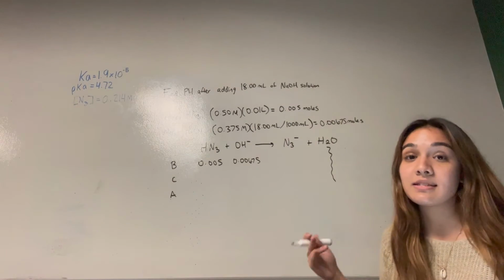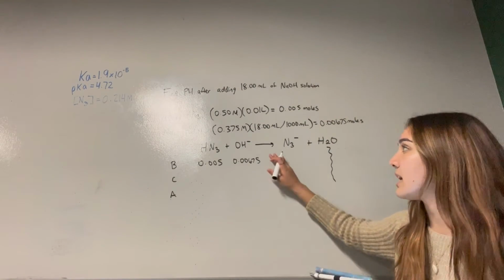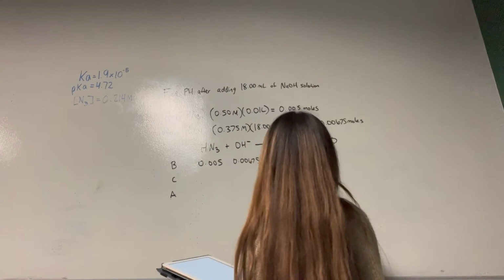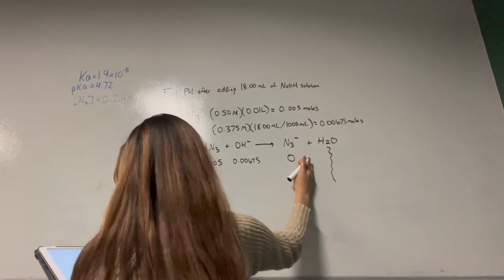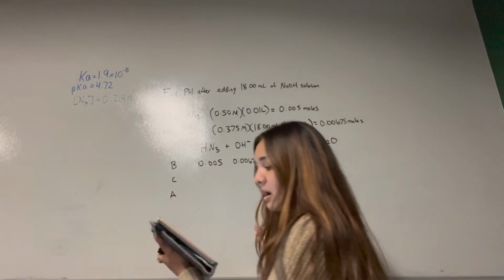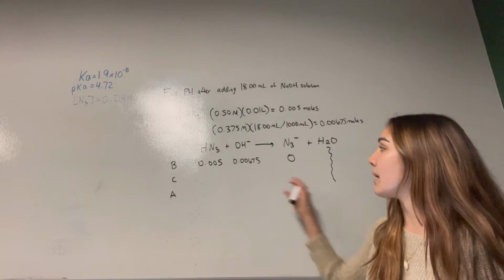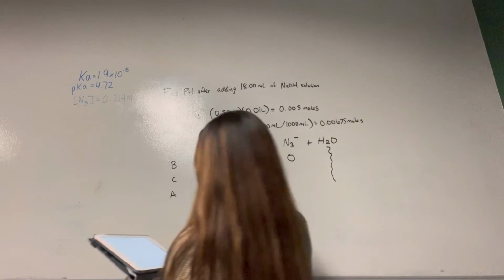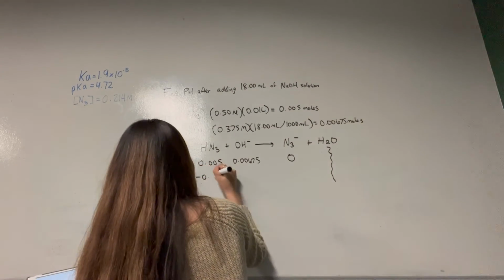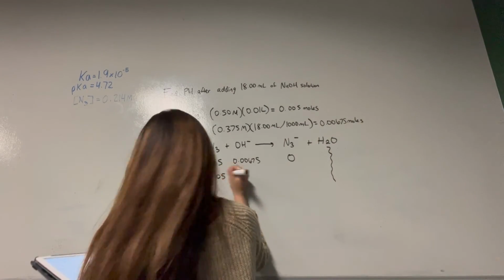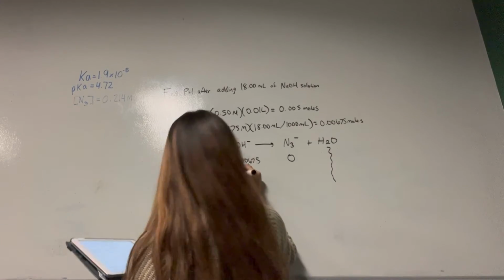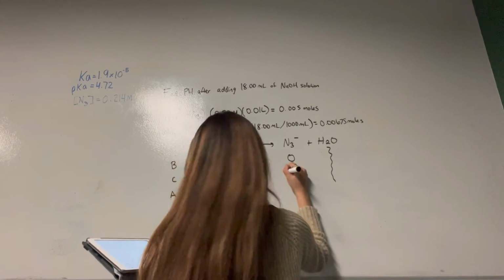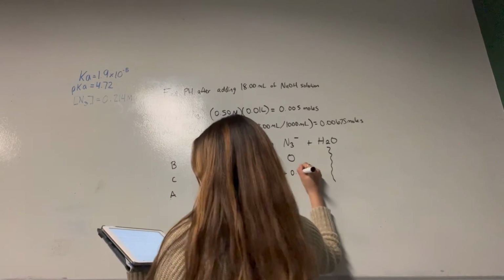And again, Na can be included or excluded. However, in this case, it is a spectator ion, so we decided to exclude it. And then we also have 0 moles starting out with of N3 minus. So again, looking at the least amount, it is 0.005, so that will be our limiting reactant, and that is what we will subtract from all components on our reactant side. Then we will add it to our product.